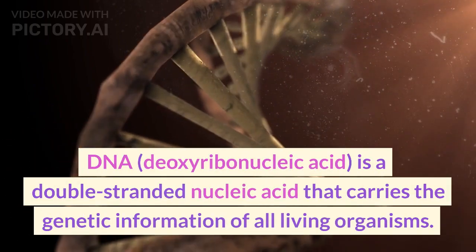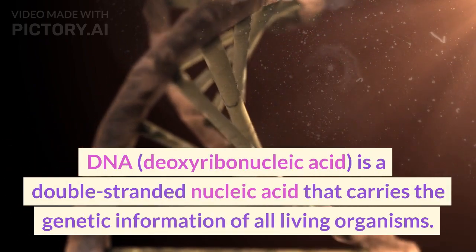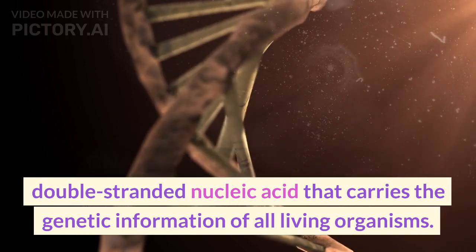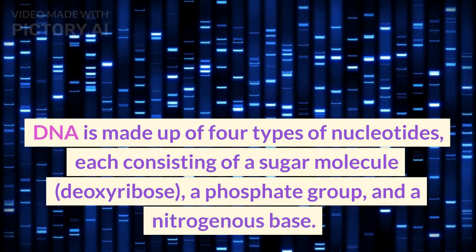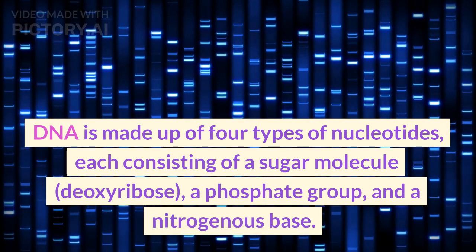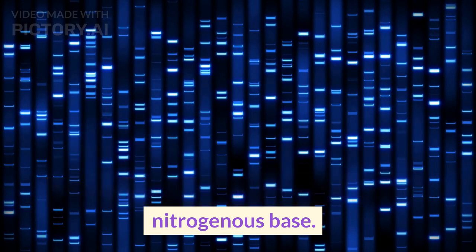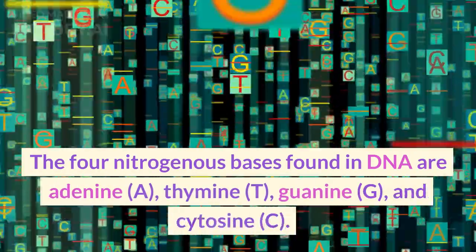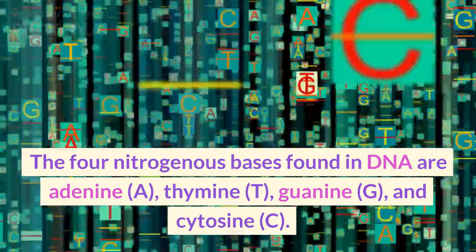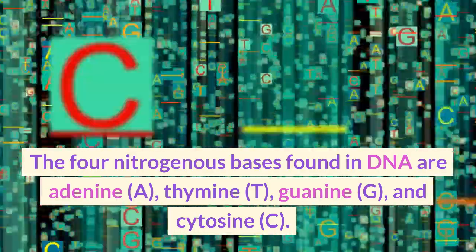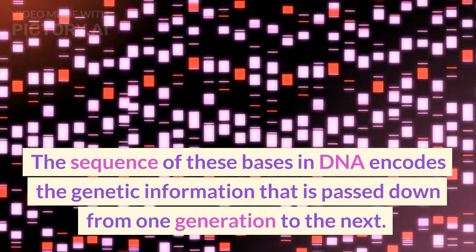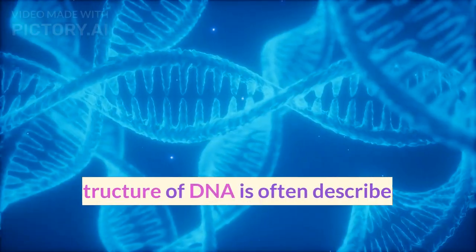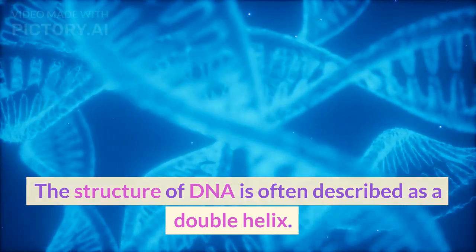DNA, deoxyribonucleic acid, is a double-stranded nucleic acid that carries the genetic information of all living organisms. DNA is made up of 4 types of nucleotides, each consisting of a sugar molecule, deoxyribose, a phosphate group, and a nitrogenous base. The 4 nitrogenous bases found in DNA are adenine, A, thymine, T, guanine, G, and cytosine, C. The sequence of these bases in DNA encodes the genetic information that is passed down from one generation to the next. The structure of DNA is often described as a double helix.